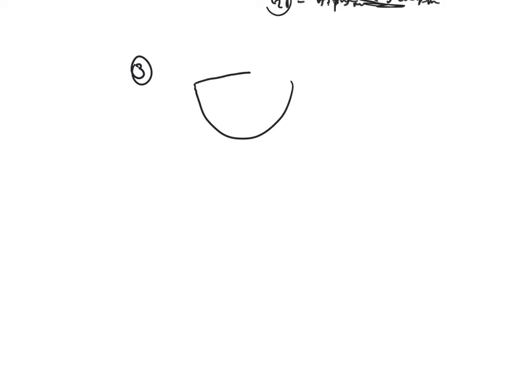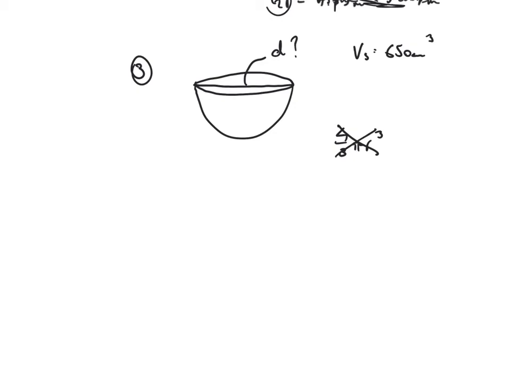Okay, let's try another, example 3. This time I've got a hemisphere, and the question is asking me to find the diameter, and I'm told that the volume of the hemisphere is 650 cubic centimeters. Okay, so remember that the volume of a sphere is 4/3 pi r cubed, but I'm looking for the volume of a hemisphere because that's what's involved here. It's a hemisphere, half a sphere. So it's not 4/3 pi r cubed, but 2/3 pi r cubed for the volume of a hemisphere.